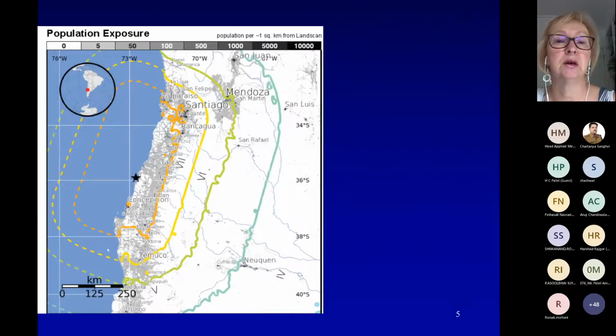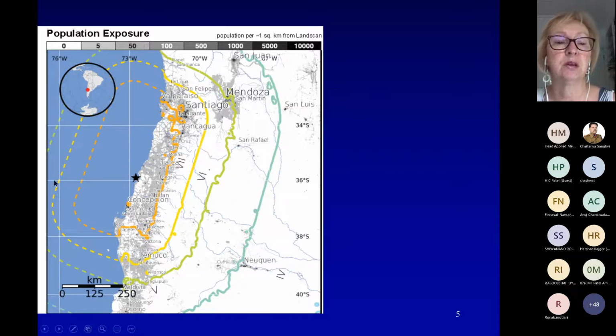This is again population exposed, and this is where Chile is actually on the map of the world. But anyways, again, another map of intensity. This was done by Americans. The previous one was done by Chileans. And this is according to the MMI scale, I guess. So the 2 different intensity scales.